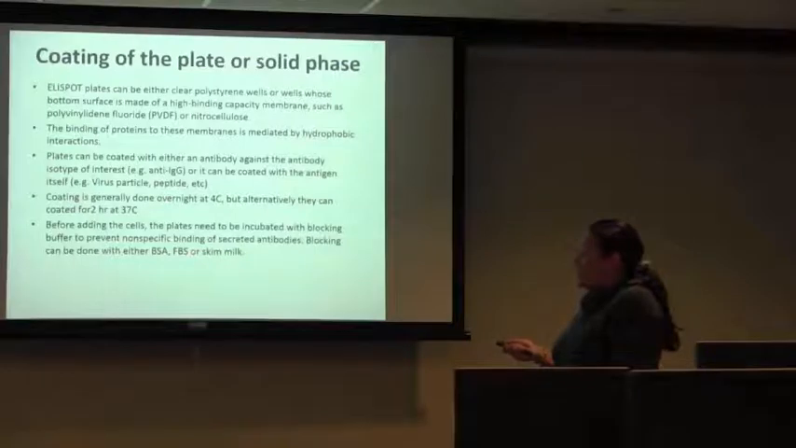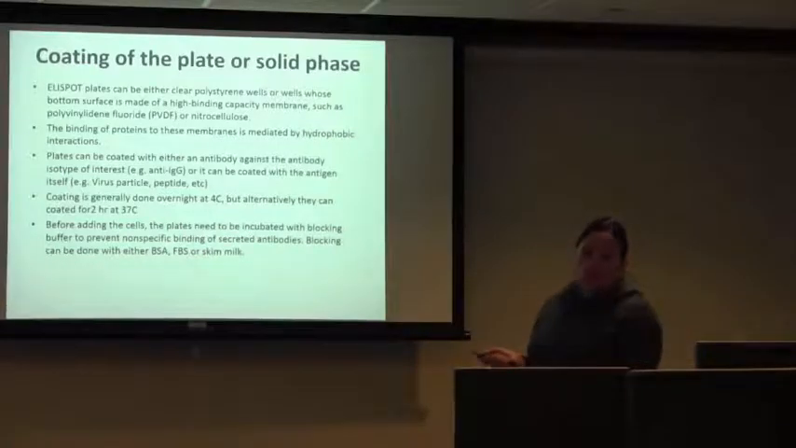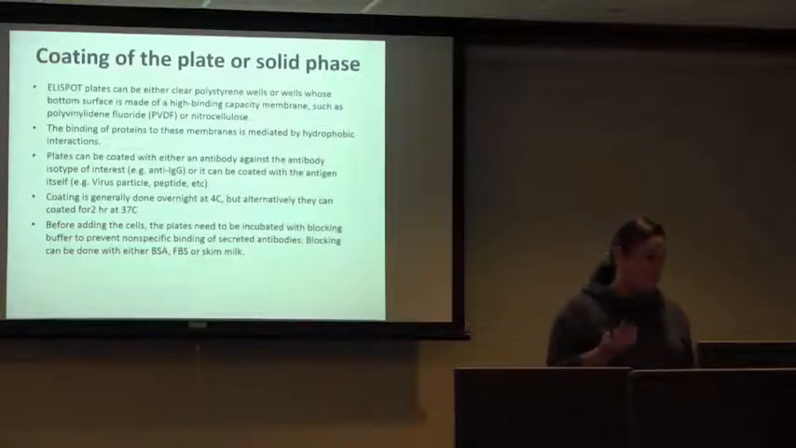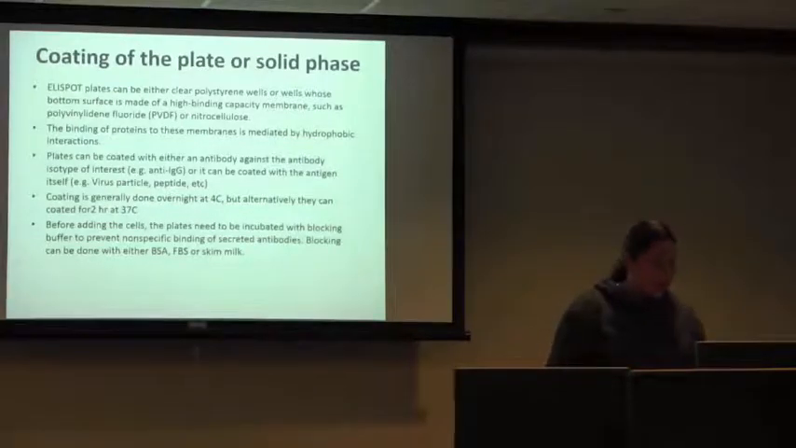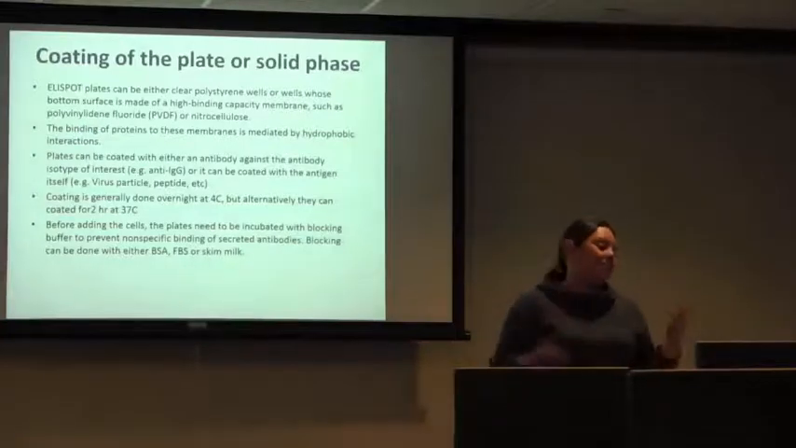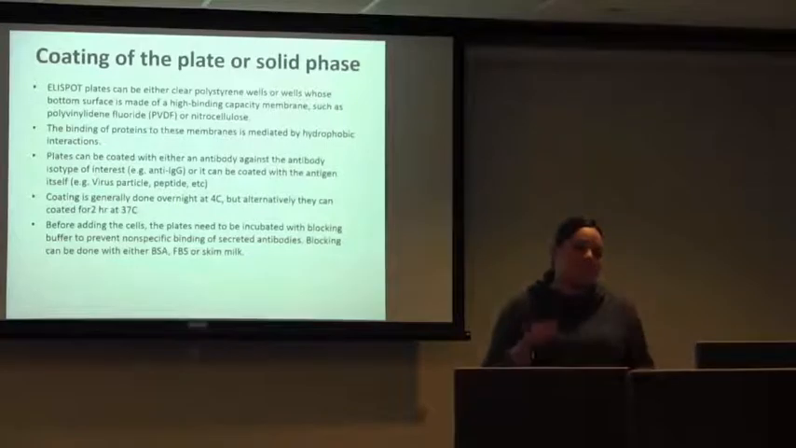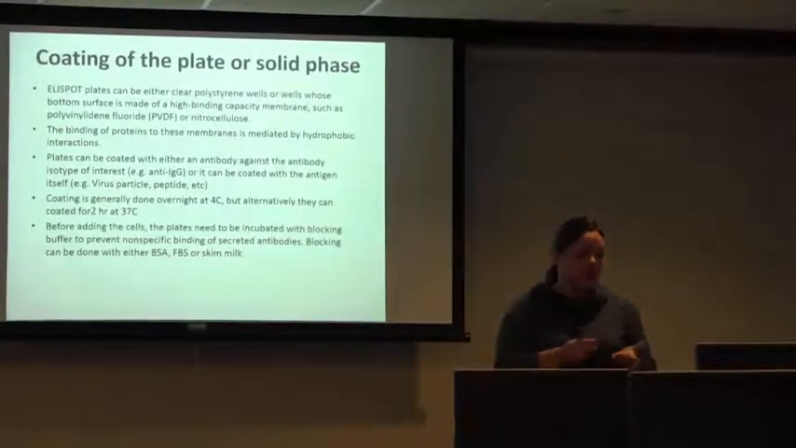So before adding the cells, the plates need to be incubated with a blocking buffer, and this is obviously to prevent non-specific binding of secreted antibodies. And the blocking can be done with either BSA, fetal bovine serum, or skim milk. And you just have to try different blocking reagents to see which one works better for your specific assay. For me, when I was looking at antibody responses, using skim milk was better. But when I was looking at interferon gamma responses, using 10% human serum was better. So is that just empirically determined? Yeah, that's basically it, you just have to try the different blocking reagents depending on what you are looking at.